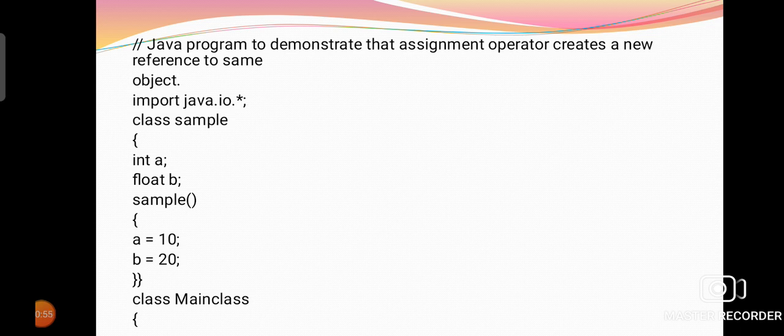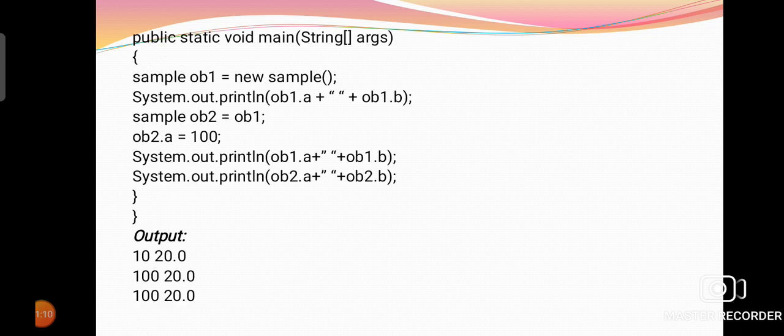So here we have simple code with the class Sample, and the class has two members A and B. Under the constructor we have defined the values for the class members A and B as 10 and 20. After that, in the main function we are creating the object for the class, that is OB1. The original object is OB1, and we are printing the values OB1.A, OB1.B. So we will get the values that we defined previously, 10 and 20 for A and B respectively.